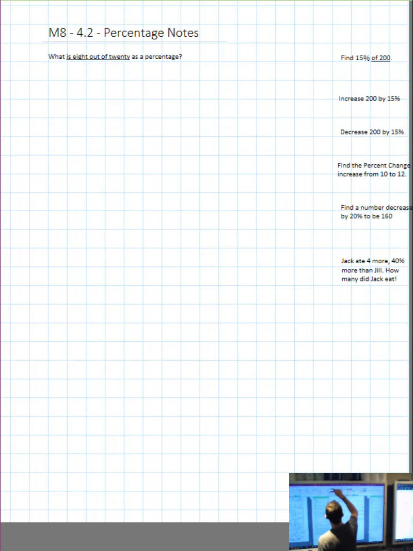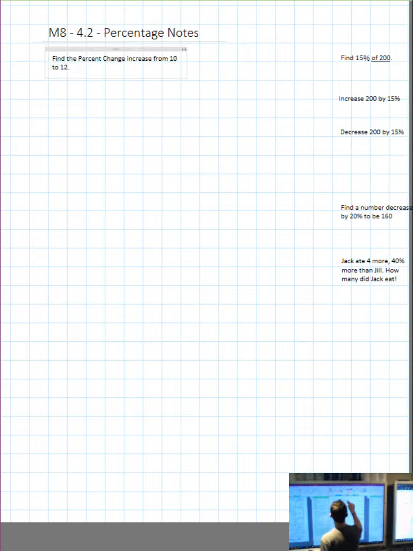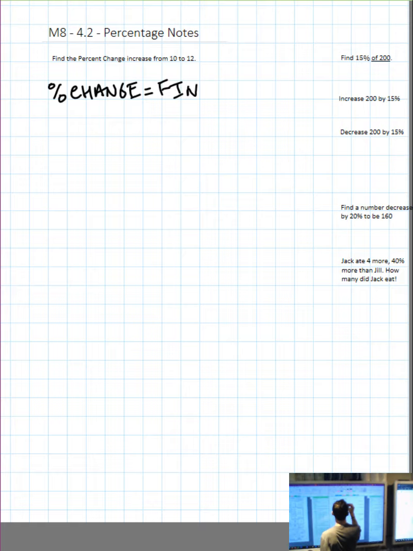Okay, a couple more examples. So, find the percent change increase from 10 to 12. So, let's write the formula for percent change. Percent change, as you can see in the notes, is equal to final minus initial over initial.